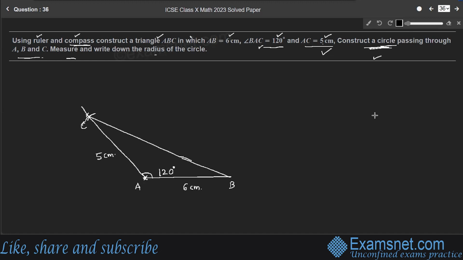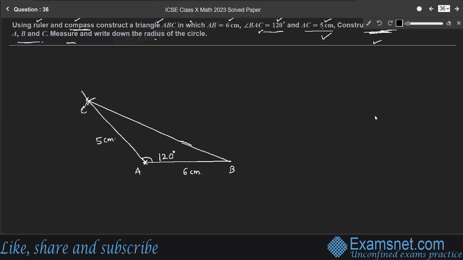Now we need to construct a circle passing through A, B and C. So to construct a circle, we need perpendicular bisectors, right? So take the compass. So, right, take A as center. So measure more than half of AB, right? Measure more than half of AB, so up to here, take the compass. Draw an arc above AB as well as below AB, right? So take A as center.